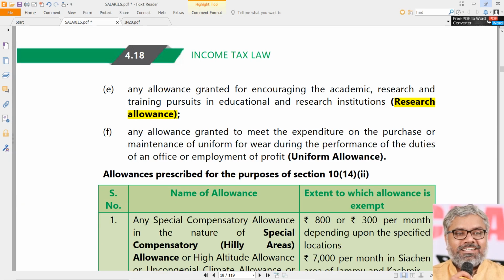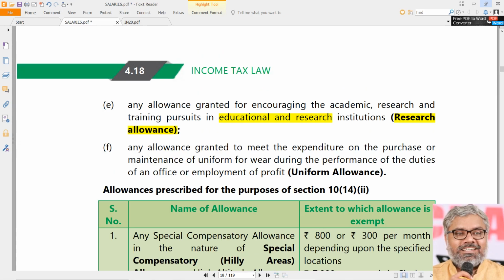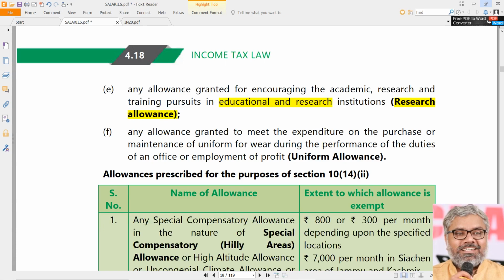Why? The employee wants to do some research. He wants to go for further studies and all. Whatever it is. Maybe training he wants to get somewhere. No problem. In any educational or research institution, if the employee's educational and research pursuits are helped by the employer by giving him a research allowance, that is also fully exempt when? If it is fully spent for that purpose. If the employee takes a research allowance but uses it to buy a bike, no. Then this allowance will not be exempt.